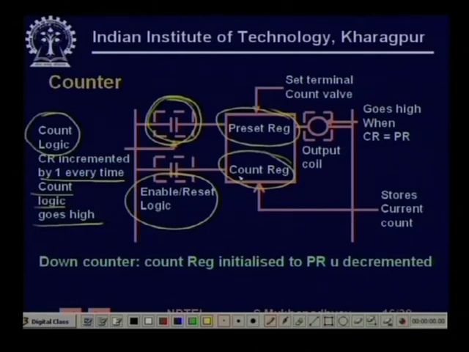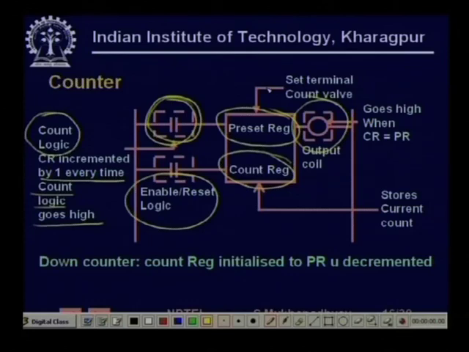And just like the previous case, when the count register value exceeds the preset register value, at that time the terminal count is reached and the output coil goes high. So this is the meaning.